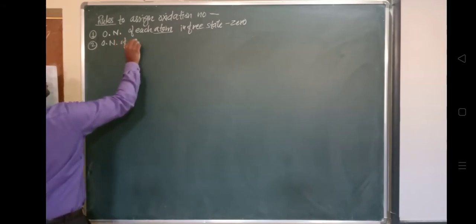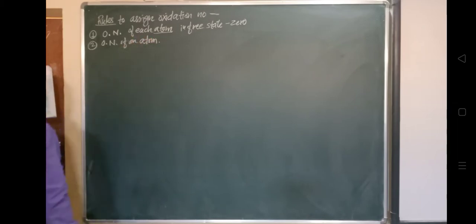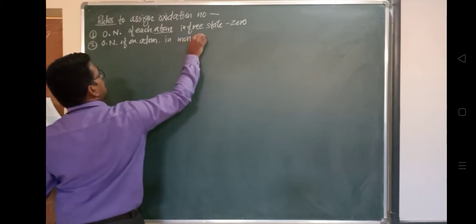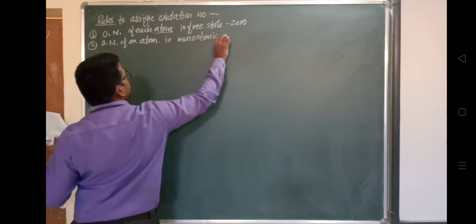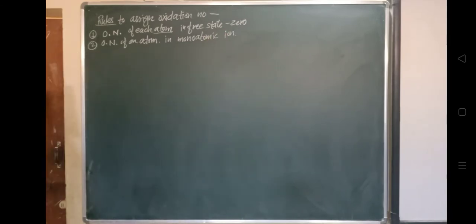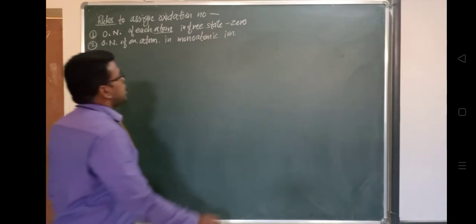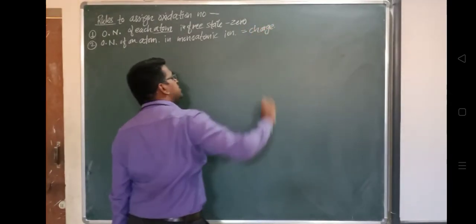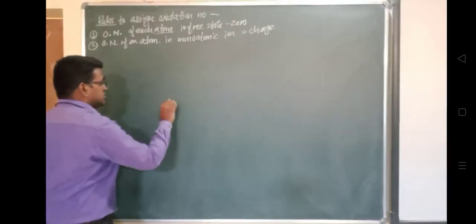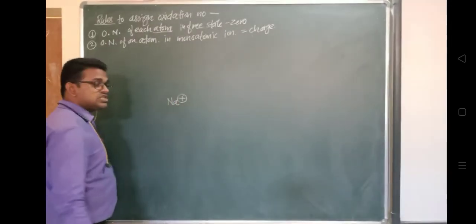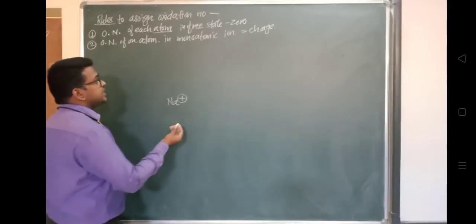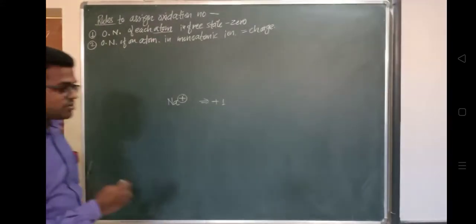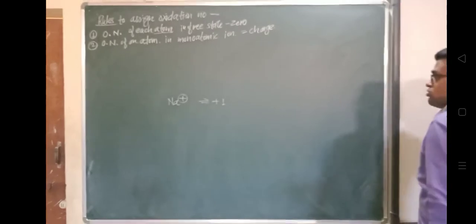Oxidation number of an atom in a monoatomic ion, single, जिसमें atom है, and monoatomic ion is equal to its charge. जो भी charge present है उसके ऊपर. Simple है, Na plus. What is the charge over the sodium? This is a monoatomic ion. So now what is the charge? That is plus one charge is present. Means what is the oxidation number of the sodium? It is plus one.